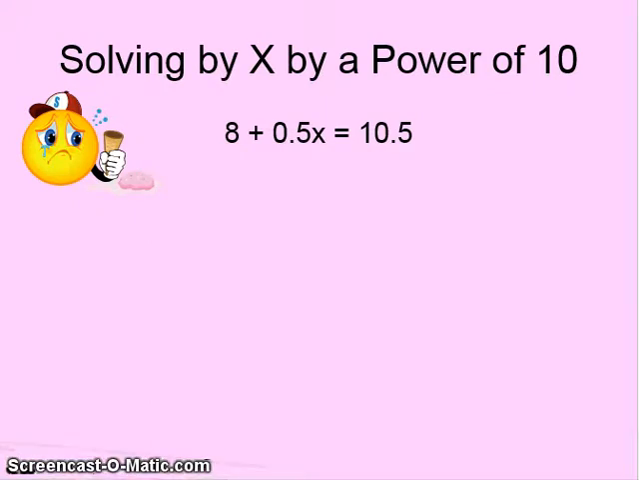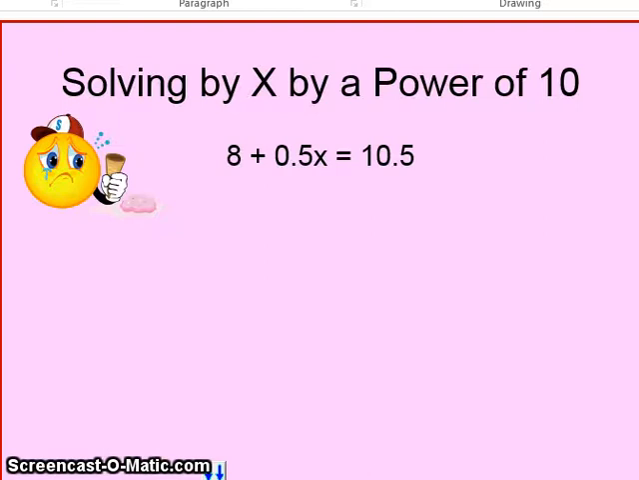Now, here we have an equation. It's 8 plus 0.5x equals 10.5. Now this would be a lot simpler and we could practically do it in our head if we didn't have any decimals here. So we're going to multiply by a power of 10 in order to eliminate some decimals.